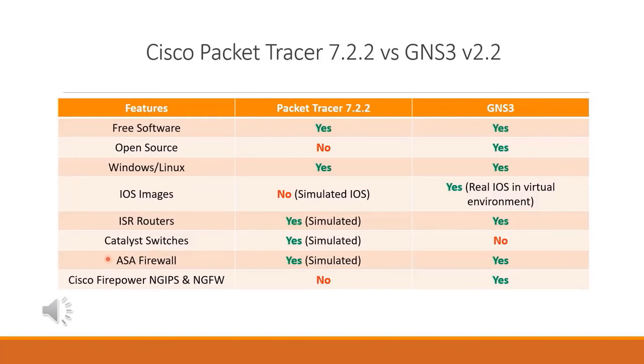The ASA firewall is available simulated in Packet Tracer with very few features, but if we have to integrate the ASA firewall in GNS3, we obviously need to have the VM as well. The next generation IPS and firewall is not available in Packet Tracer, but it is available in GNS3. So here is a little comparison. I've made it so that you get a better understanding of which software you can use for your labs.